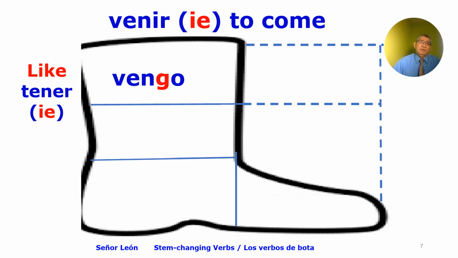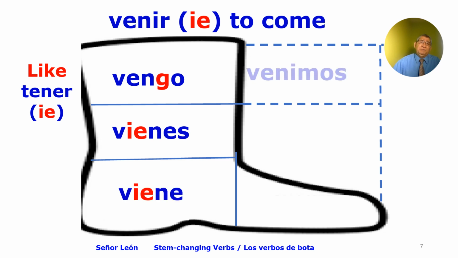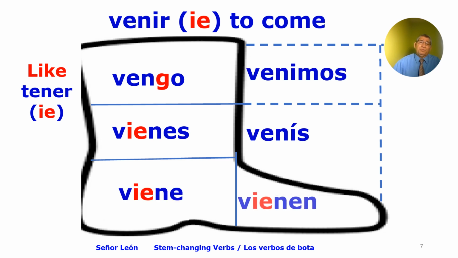For example, let's look at the verb venir. Venir is similar to the verb tener, and we covered tener earlier. Notice that for the yo form, it doesn't change to IE, but instead it adds a G in between the N and the O: vengo. But for all other forms, it changes to vienes, viene, venimos, venís, vienen. Again, the nosotros and vosotros forms are conjugated like normal regular verbs.